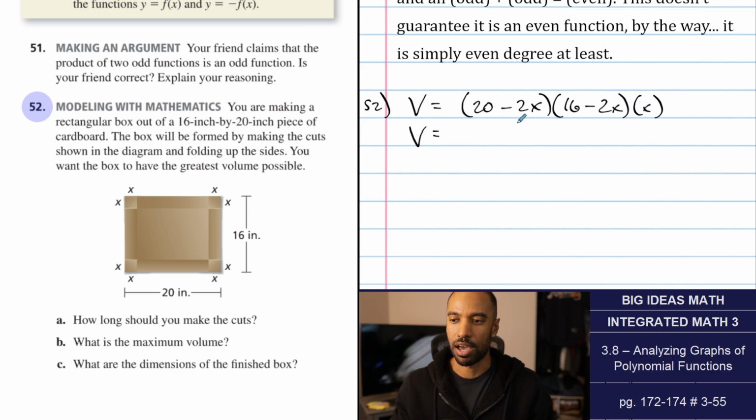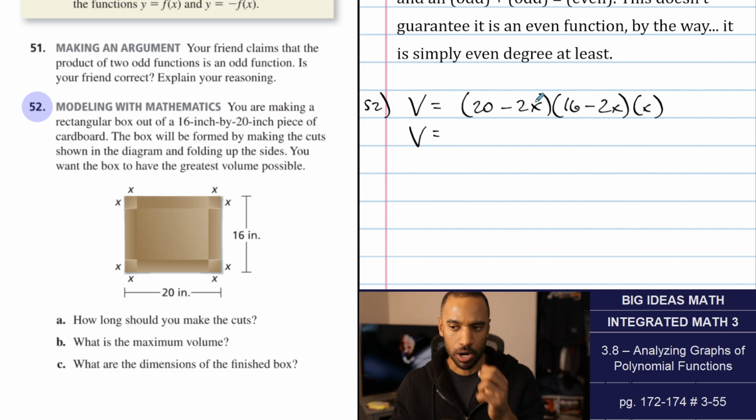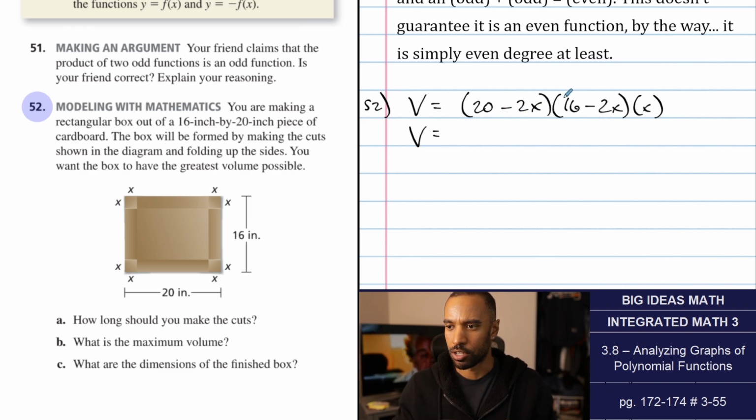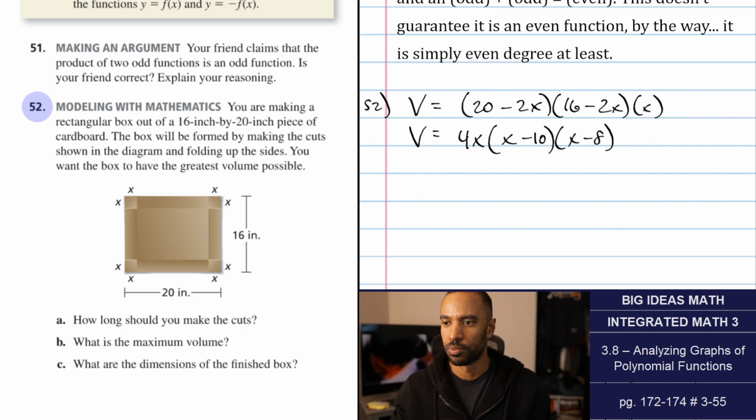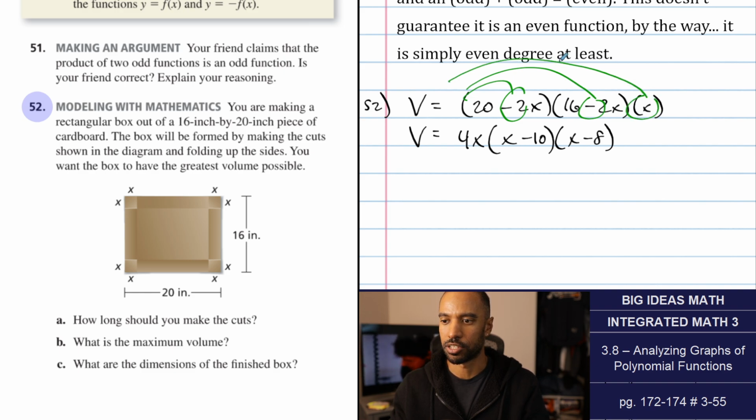So when I work this thing out a little bit more, I'm going to kind of play a factor game on this to start with here, if you don't mind. I'm going to factor out a 2, and have that x factored out. So I got 4x. I'm going to factor out negative 2's. So this will be x minus 10 here, and this will be x minus 8. So again, factor out a negative 2, factor out a negative 2, bring that x over. Okay.